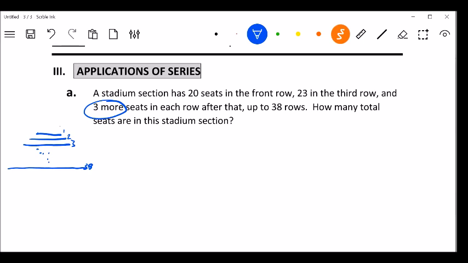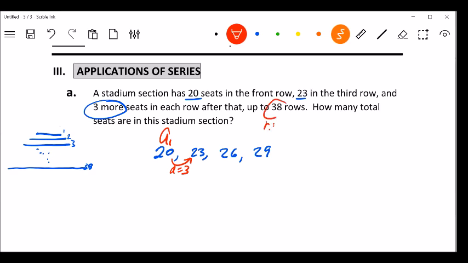Well, we know some things right now. Let's take these numbers and put them into a series or a sequence, because I won't add them up yet. 20, 23, 3 more seats is 26, 3 more seats is 29, and so on. But I know now the first number, and I know that the difference is equal to 3. Okay? And I know that n is 38, because we're only going to 38 rows.